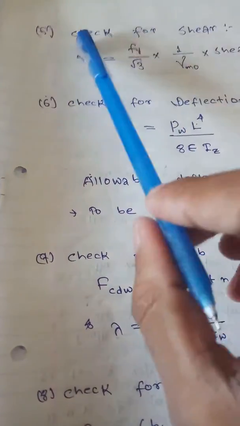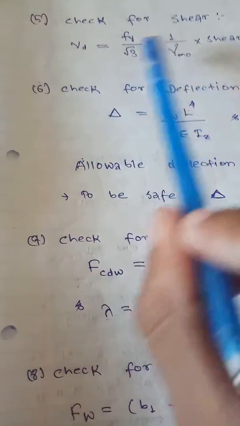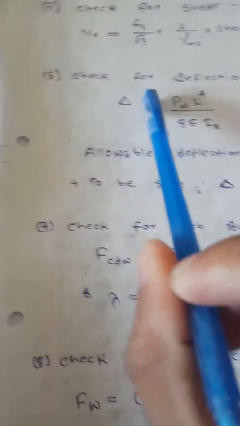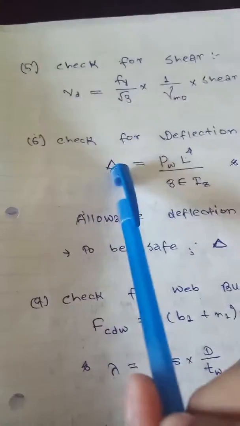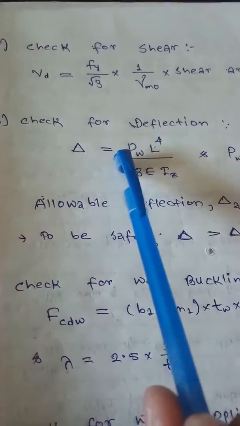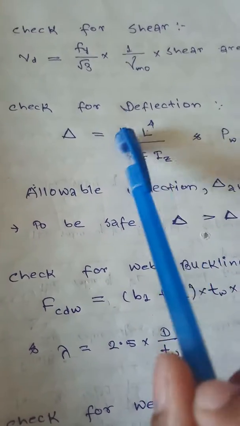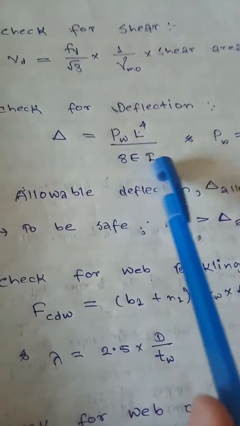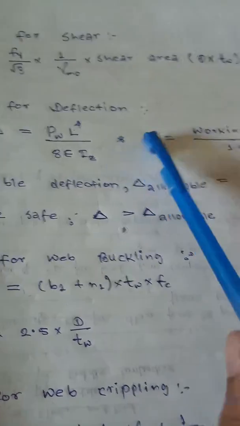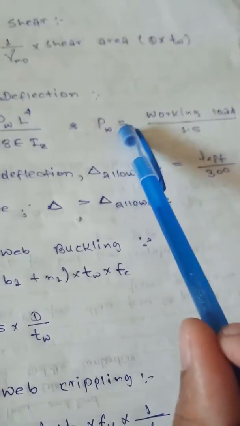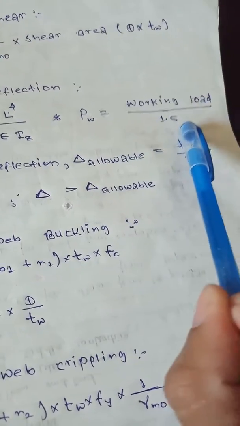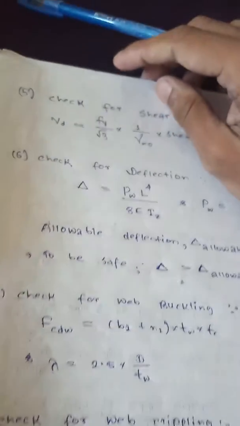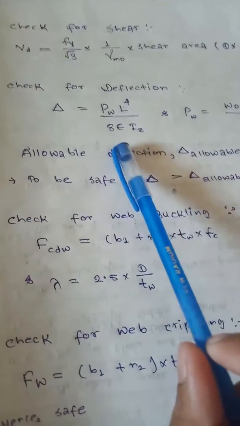After checking the shear force, we have to check the deflection, denoted by delta. Its formula is delta is equal to 5 W suffix w into L power 4 by 384 E I suffix z, where W suffix w is equal to the working load by 1.5. After checking deflection, we have to check the allowable deflection.